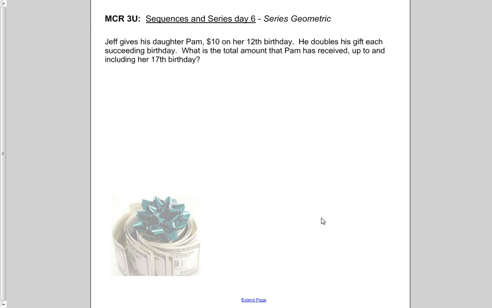Grade 11s, we're on our sixth day of sequences and series, the last day of this unit, and we're going to be talking about geometric series. And so I've got to carefully word this that I say the word series and not sequence each time.